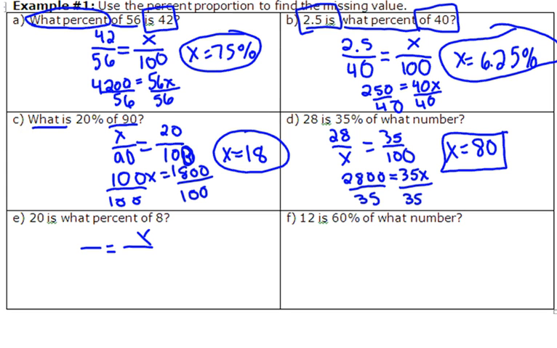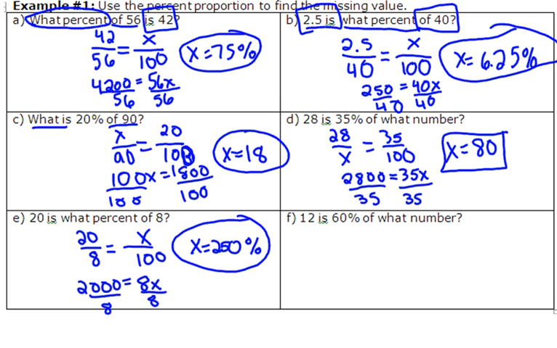So the x goes over the 100. And now it says 20 is, and it says of 8. So the 20 goes on top, the 8 goes on the bottom. Then I cross multiply. 20 times 100 is 2,000. 8 times x is 8x. I divide by 8. 2,000 divided by 8 is 250. So it is what percent, that was what we were trying to find out. So I have a percentage there.